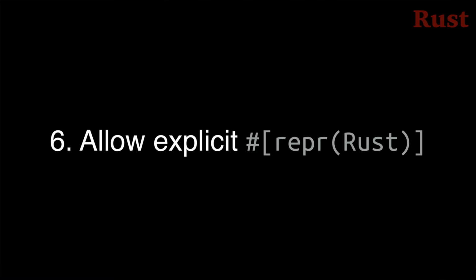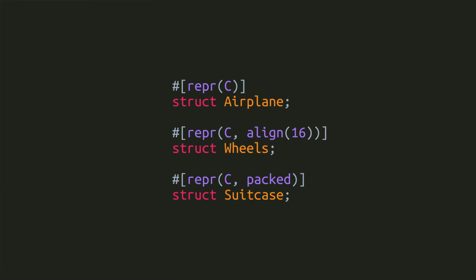You are now allowed to put an explicit repr rust attribute in front of your structs. You have long been able to use the repr attribute to specify that you want to lay out your struct to be compatible with C. And you could also specify a specific alignment or that you wanted a packed representation without any padding.